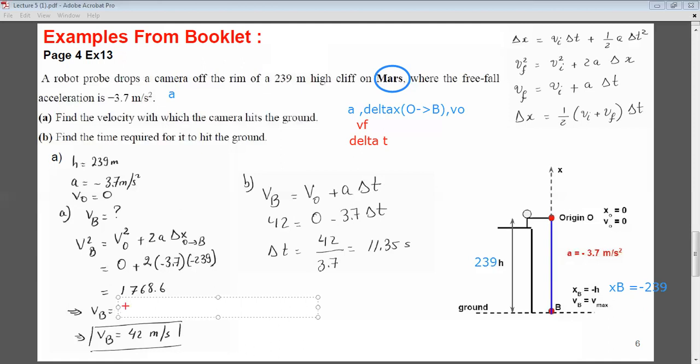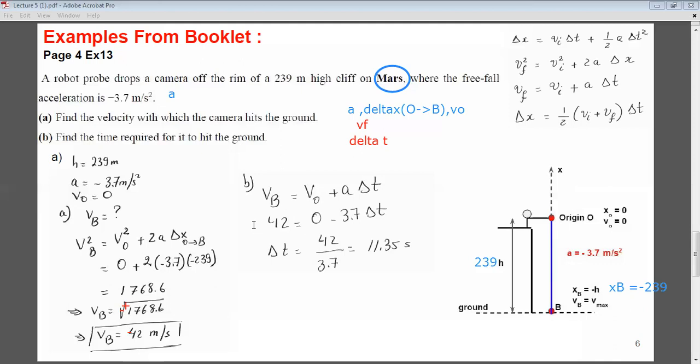It's plus or minus 1768.6, and in this particular case, it will be minus 42. Yeah, it will be minus 42 meters per second because VB is in the opposite direction of the x-axis. So it should be minus 42 meters per second. Okay. Now, find the time.